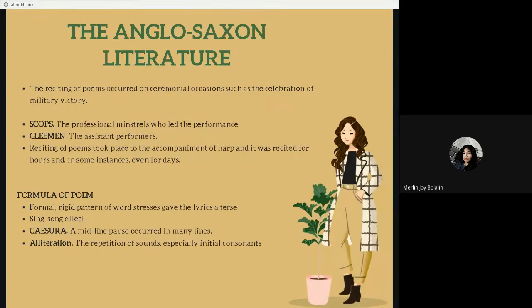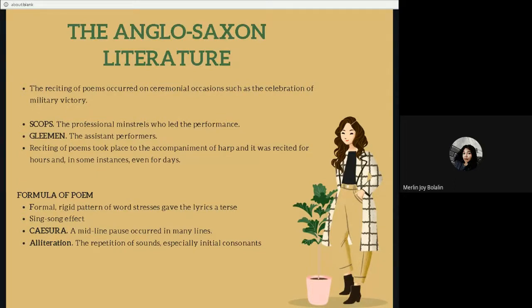How can we describe the form or the formula of poem during the Anglo-Saxon literature? According to my resources, the old English literature was a formal, rigid pattern of word stresses that gave the lyrics a terse, sing-song effect, and there is a caesura or a midline pause in many lines. One of the formulas is alliteration, the repetition of sounds, especially in initial consonants.